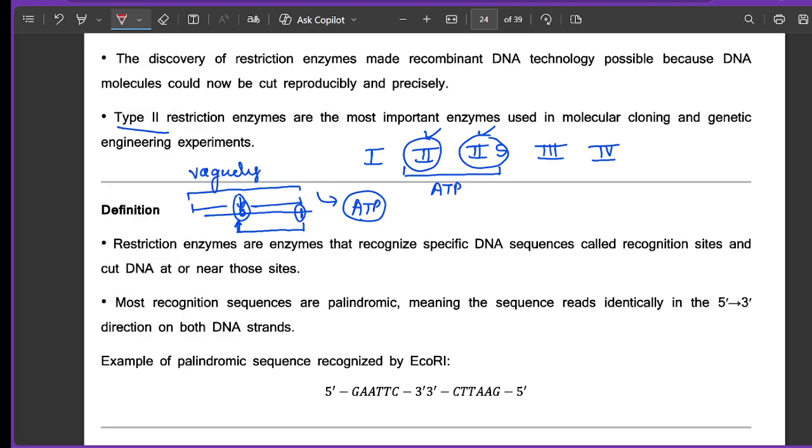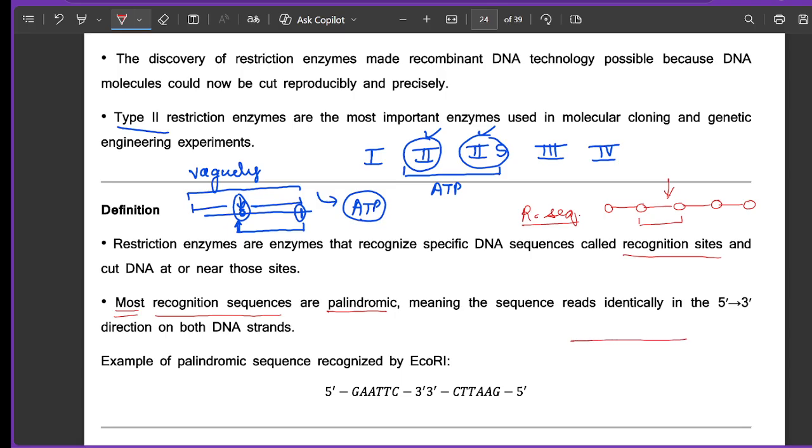So as I already told you, these enzymes recognize specific DNA sequences. Along with that, the DNA sequences which they identify are referred to as the recognition sequence. And within the recognition sequence, they identify a particular point where they have to act. This particular point is called the recognition site. Now the recognition sequences which they identify, mostly, though not always, are palindromic.